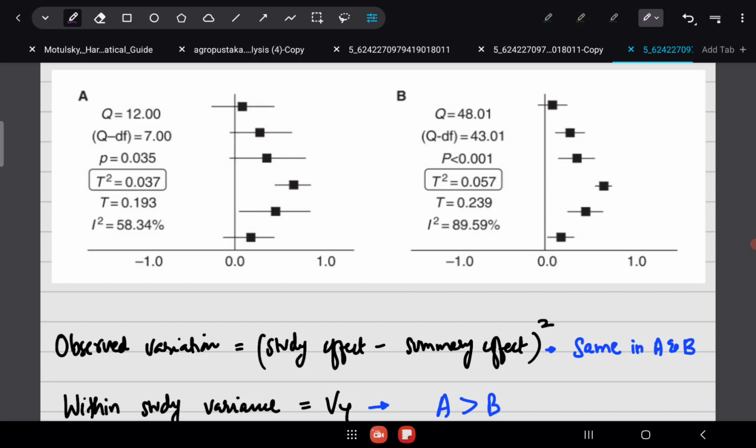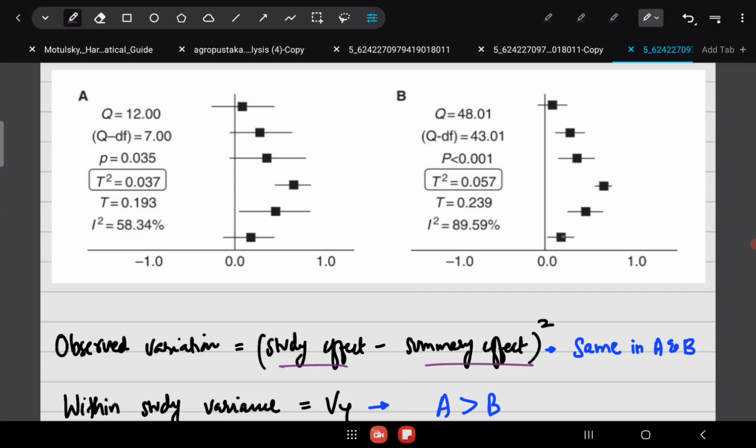We'll start from the Q statistic only. For the Q statistic, it is the ratio of the observed variance to the within study variance. First, I want you to pause the video and look for yourself: for which forest plot do you think the observed variation is more? Remember, observed variation is the difference between the summary effect and the effect size of individual studies, right? So study effect minus summary effect, squared.